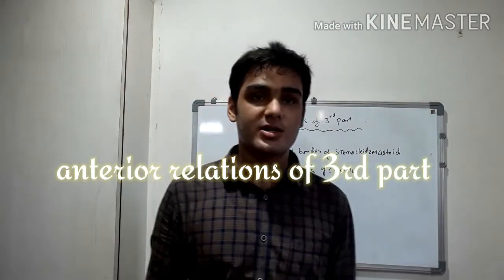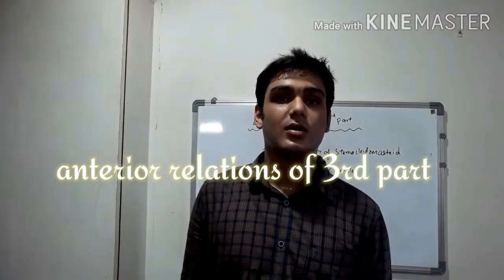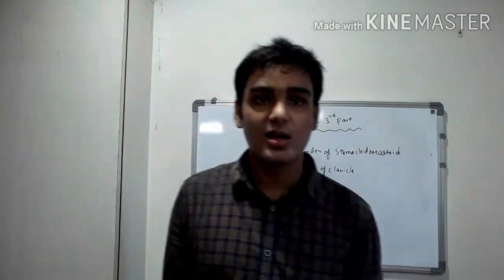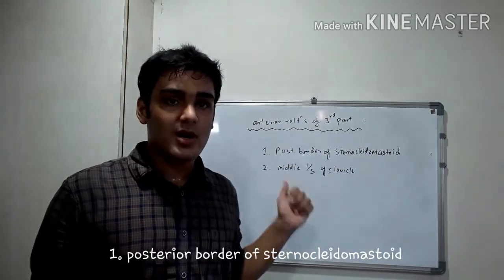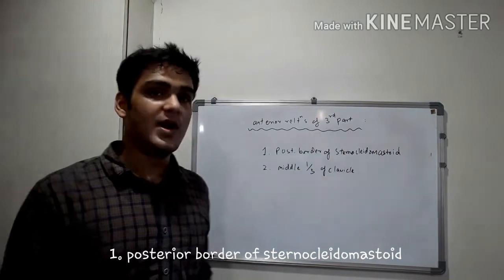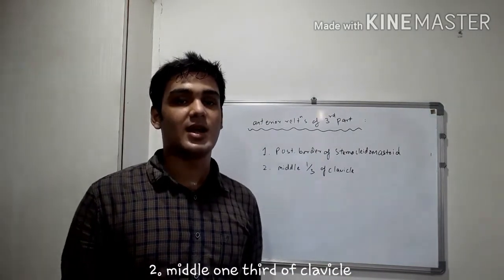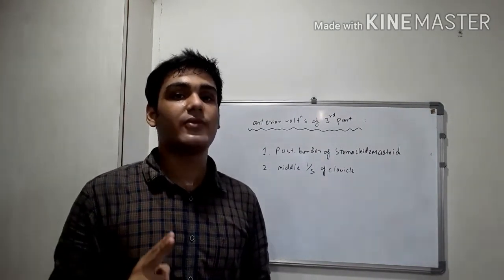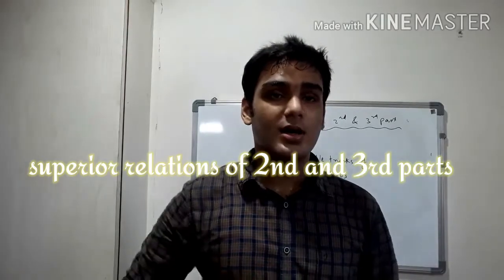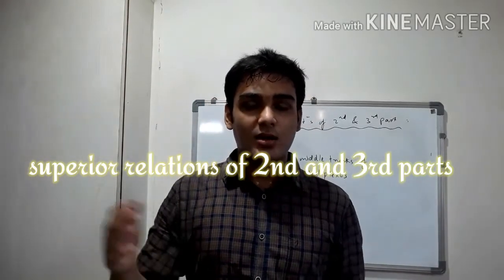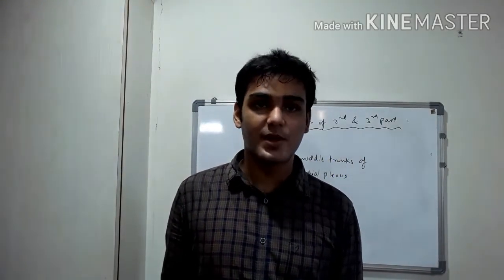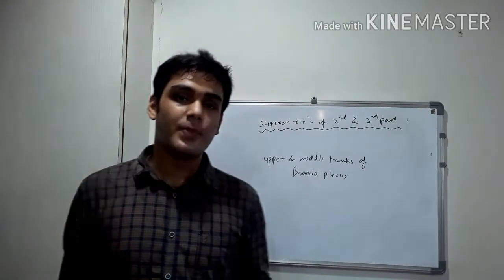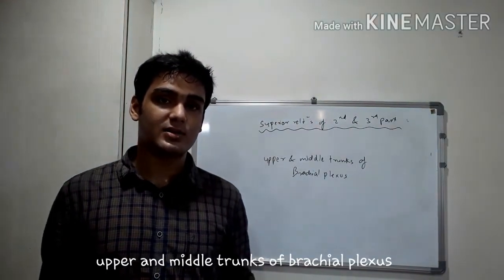Now talking about the anterior relations of the third part of the subclavian artery. We have two things, and as I said earlier, we have the sternocleidomastoid in the anterior relations of all three parts. So here also we have it, but here we have the posterior border of the sternocleidomastoid and the middle one-third of the clavicle. So there are two structures within the anterior relations of the third part. Now talking about the superior relations of the second and third parts. Here again, the second and third parts of the subclavian artery share the same superior relations, and these are the upper and middle trunks of the brachial plexus.